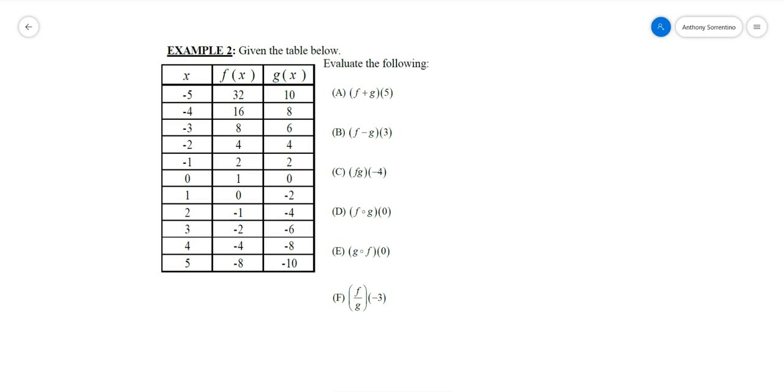You're given values between -5 to 5, and you're given the f of x value. So this basically means that f of -5 is 32, f of -4 is 16, f of -3 is 8, and so forth. And likewise, g of -5 is 10, g of -4 is 8, g of -3 is 6, and so forth. So when I look to do these problems here, f plus g of 5 means, again, f of 5 plus g of 5. Using the table, f of 5 is -8. I'm just going to the x value of 5 and to where f of x is, and that's -8. And g of 5 is -10. So I get -18.